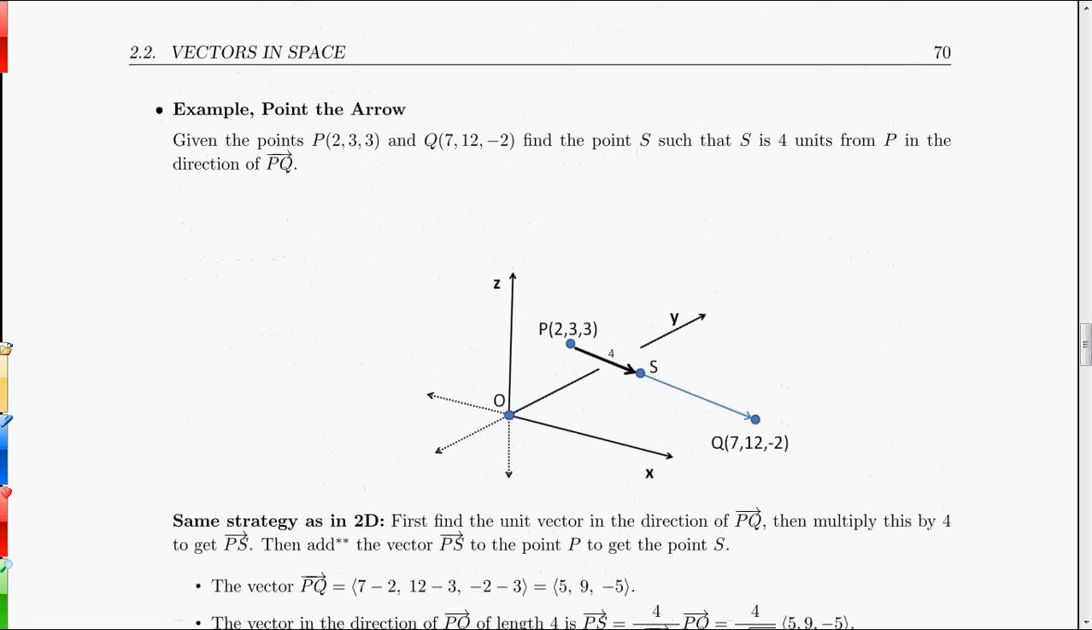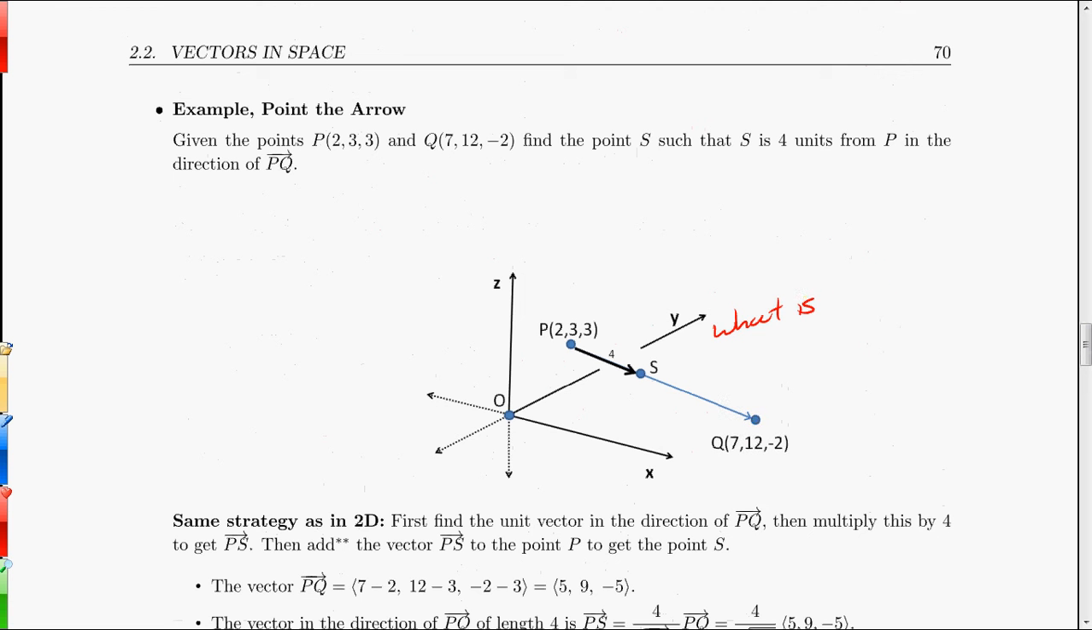So here's the demonstrative problem. Suppose I'm at this point P and I'm aiming in the direction of Q. I want to know what is the point 4 units from P in the direction of Q. So I'm starting at P, heading towards Q, and going 4 units. What is S? That's the question here.